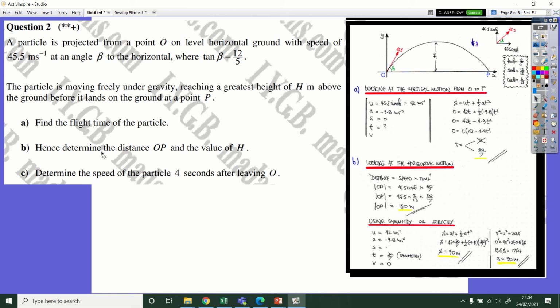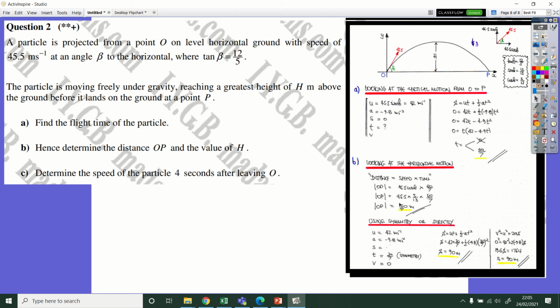Okay, part B. Hence is a good word because it tells you that you can look ahead to what we did before. Determine the distance OP and the value of h. Okay, so horizontal motion is our favourite because it's constant velocity. We can do speed times time, and thankfully we've worked out a time already. So our horizontal speed is 45.5 cos beta. Time is 6 sevenths. Times it together and you get 150 meters.